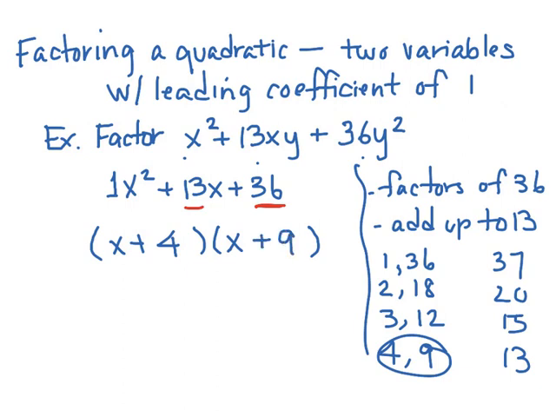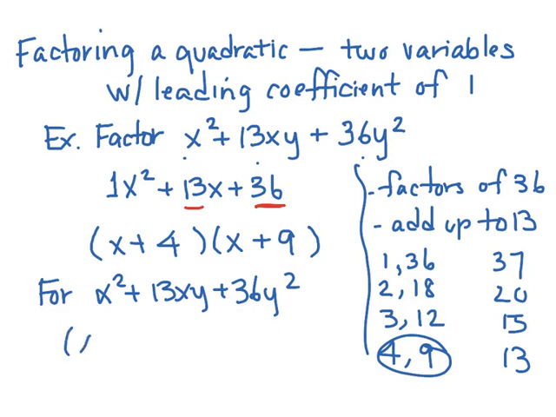Now, because we had two variables, we can simply put our y's at the end. So for x squared plus 13xy plus 36y squared, what we'll simply do is we'll still use the x plus 4 and x plus 9, which is what we found, but then we'll just simply add our y's at the end.